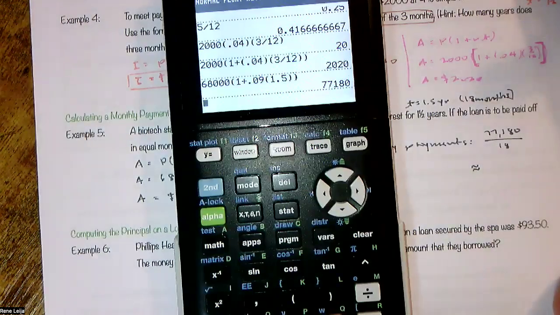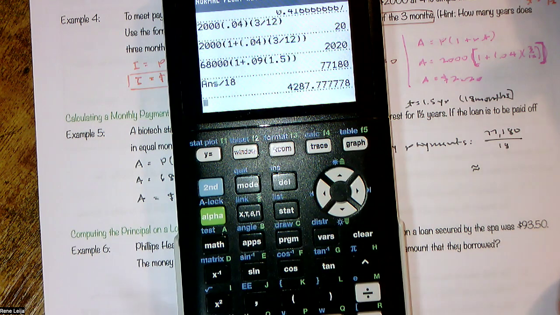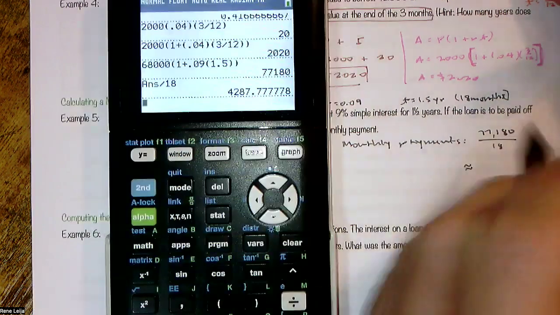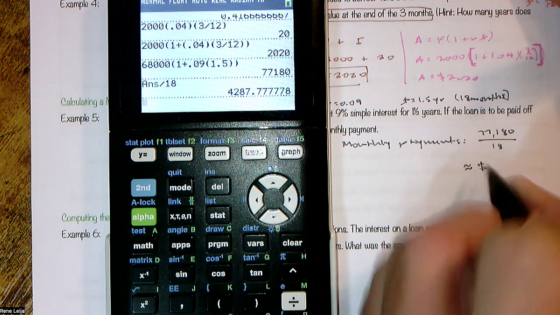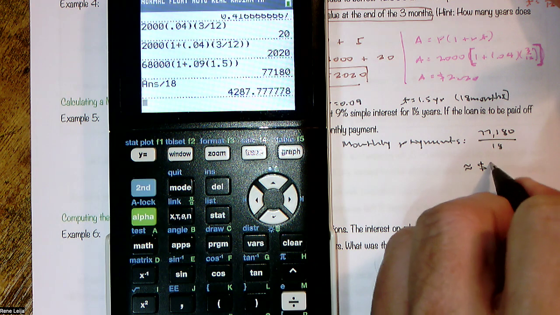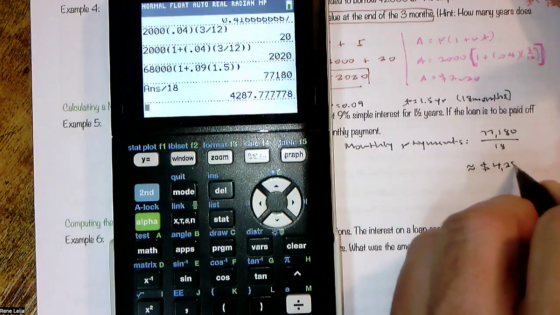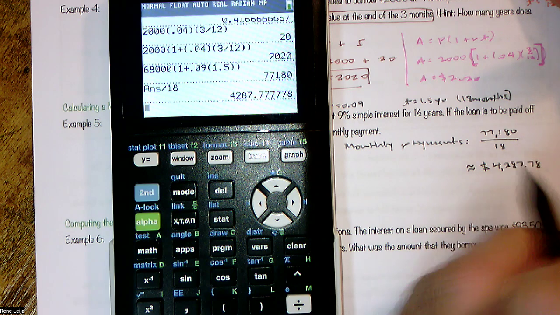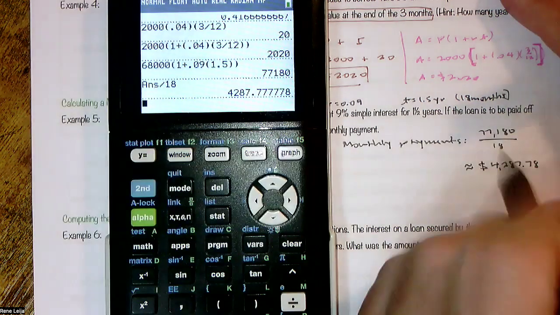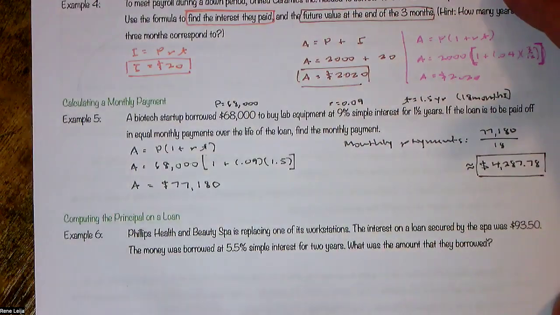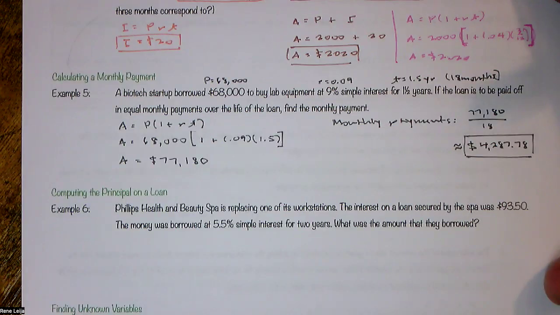Okay, so the 77,180, I'm just going to divide it by 18. Okay, now remember, this is money. So we're going to round, and that's why we have the approximation. So our monthly payments are approximately $4,287.78. Be careful when you round. Okay. And this is the answer. That's what they wanted to know. Find the monthly payment. So we just did.